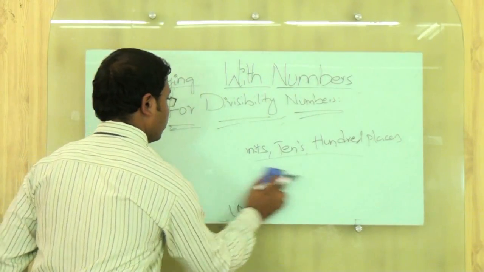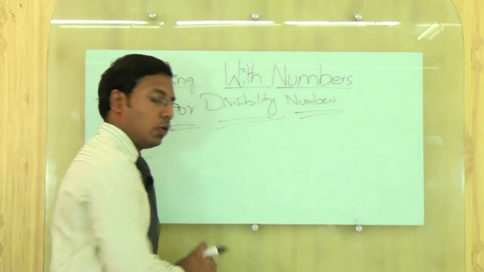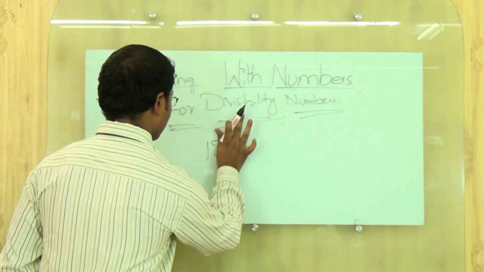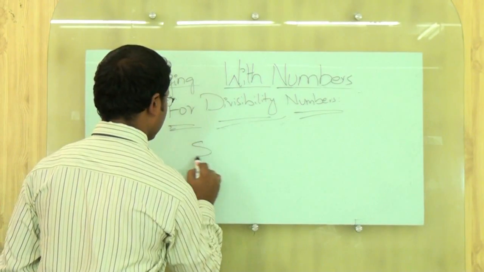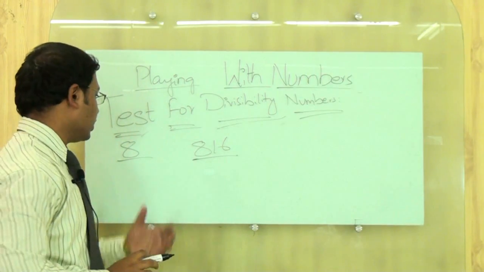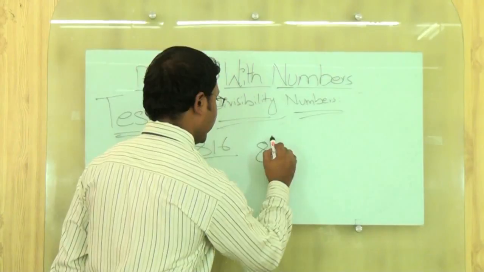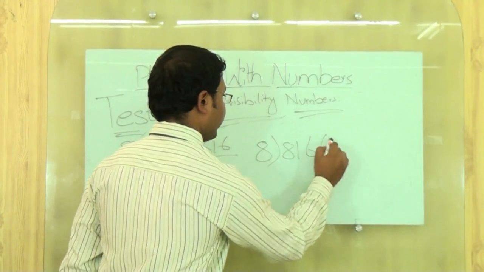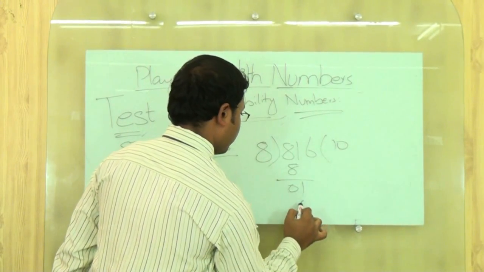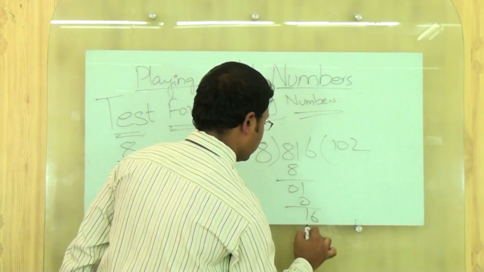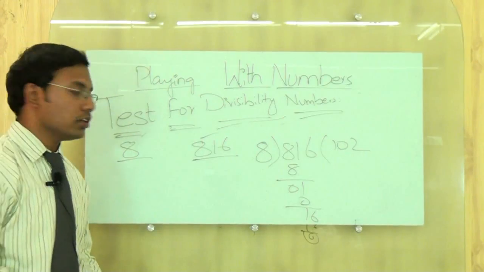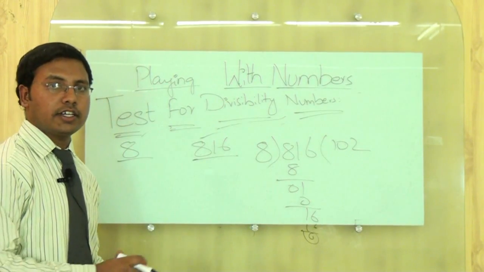Next, if we take a 3-digit number that has something other than 0 in the hundreds place, let us take 816. This 3-digit number should be exactly divisible by 8. If you take 8 with 816: 8 ones are 8, 0, again 1 here, 0, again 1, 6, 8 twos are 16, remainder is 0. Hence the number 816 is divisible by 8. Hence the divisibility test for the number 8 is satisfied here.